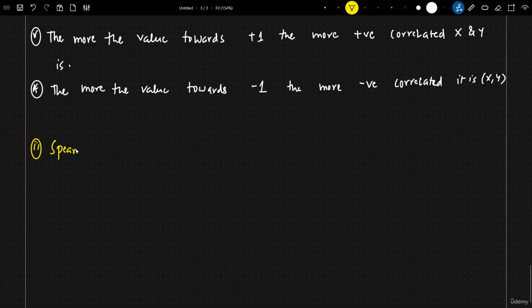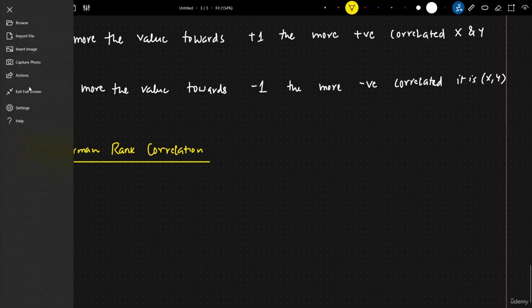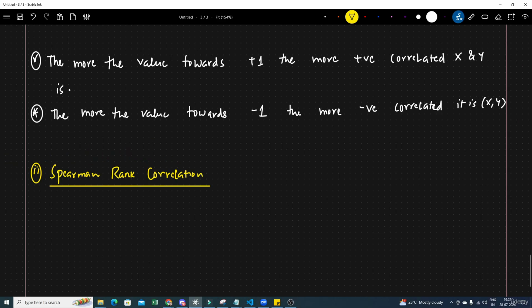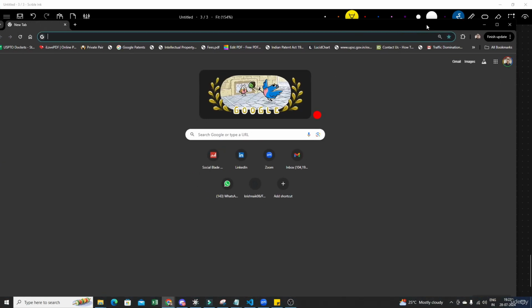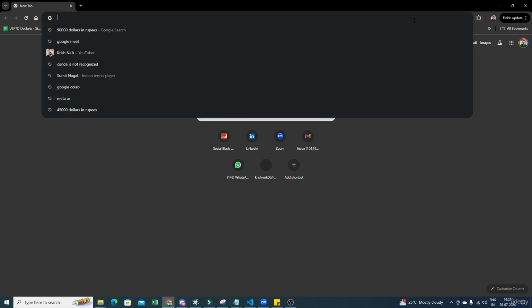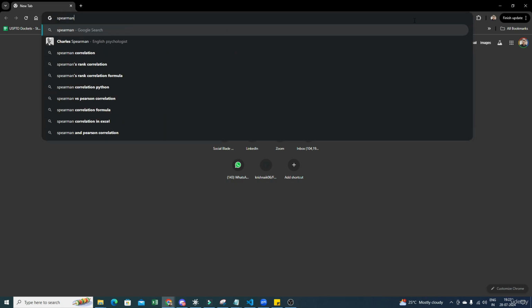Spearman rank correlation. Okay. Spearman rank correlation. Now for this, I will quickly show you one amazing thing, that is Wikipedia. Okay. Let's go to Wikipedia and talk about Spearman rank correlation.